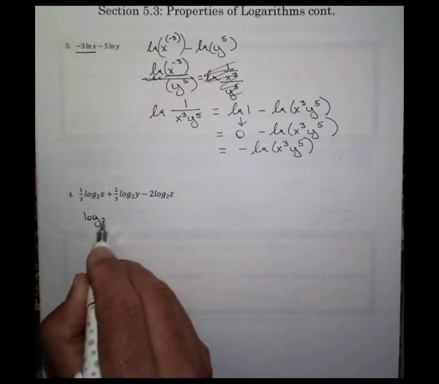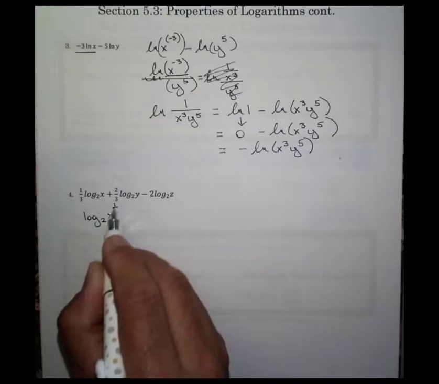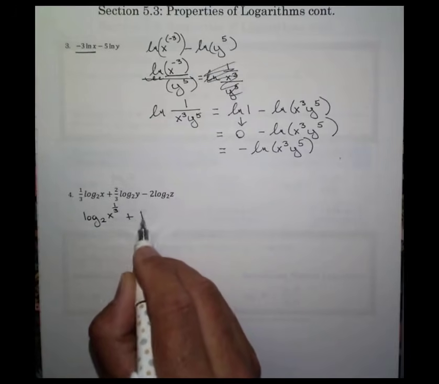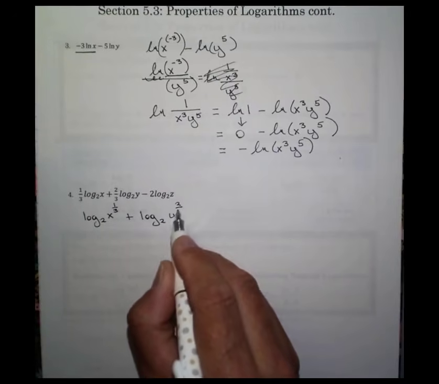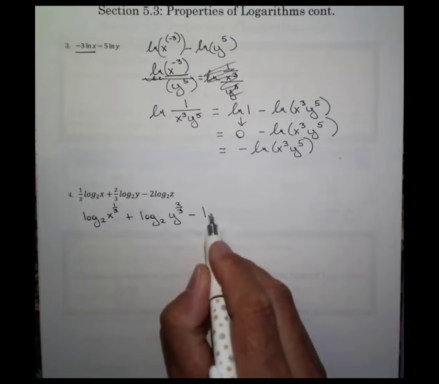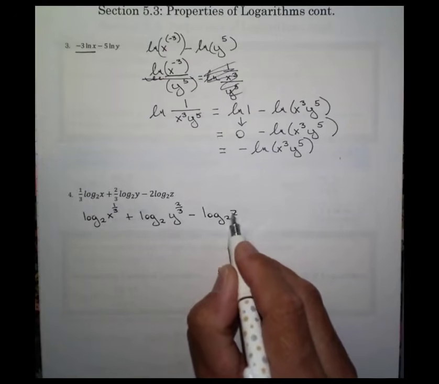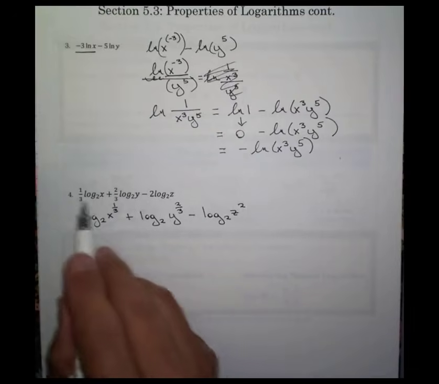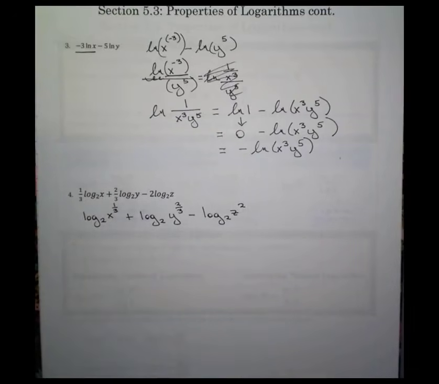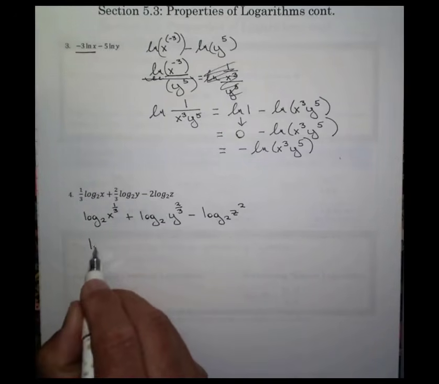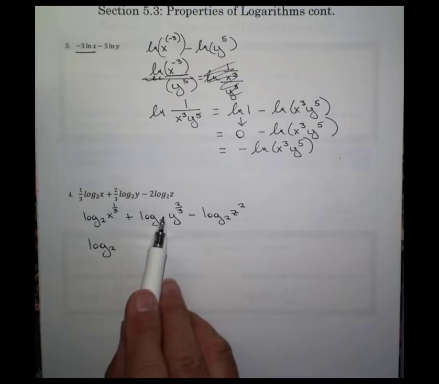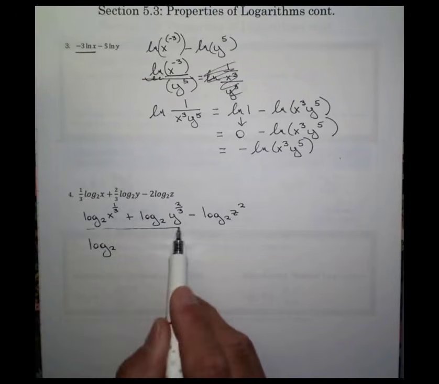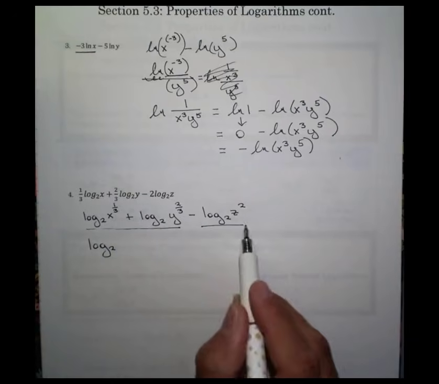So this is going to be log base 2 of x to the power of 1/3. And I'm going to add to that log base 2 of y to the power of 2/3. And then I'm going to subtract log base 2 of z squared. Okay, so all I did was take these leading coefficients and turn them into the exponents. Now, let's see what else I can do with this. Everything is log base 2, so I'm going to say this is all log base 2 of something. And these two are added, that one's subtracted. These two are going to be multiplied inside the numerator. And this one will be subtracted, so it will be the denominator.